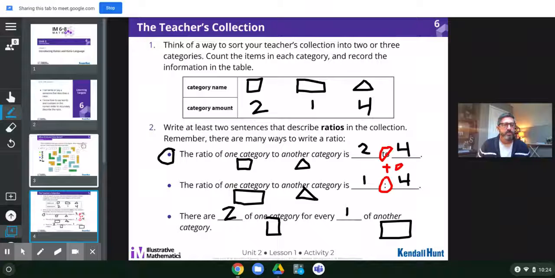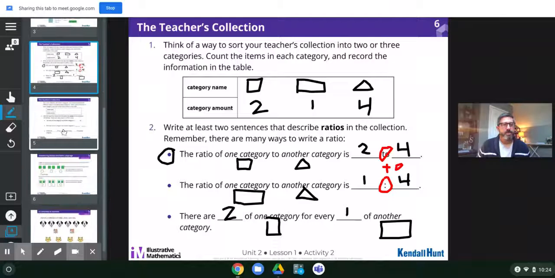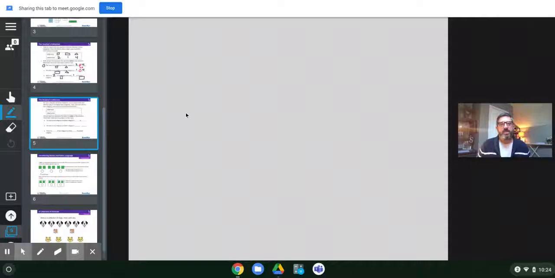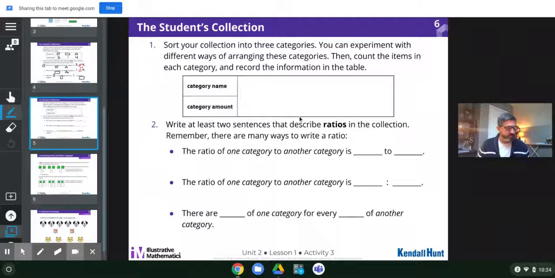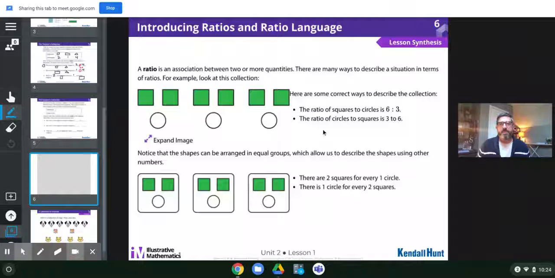So let's move on to the next slide here. Now this one I was going to have you all sort my shapes on your own in a different way, but since I haven't figured this camera thing out quite yet and you can't see my shapes, we won't do this one. I may assign that later when I figure out the camera.